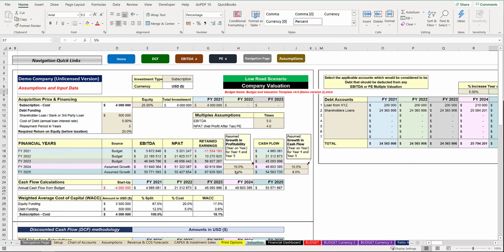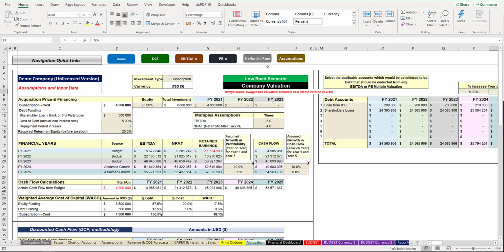Going back to the sheet, we have the input section, which are these top 2, and then we have the different methodologies of valuation, and there's some navigation buttons. DCF is discounted cash flow. EBITDA is an acronym for earnings before interest, tax, depreciation, and amortization, and the little x implies multiple, and PE is an acronym for price earnings ratio, and your PE multiple.